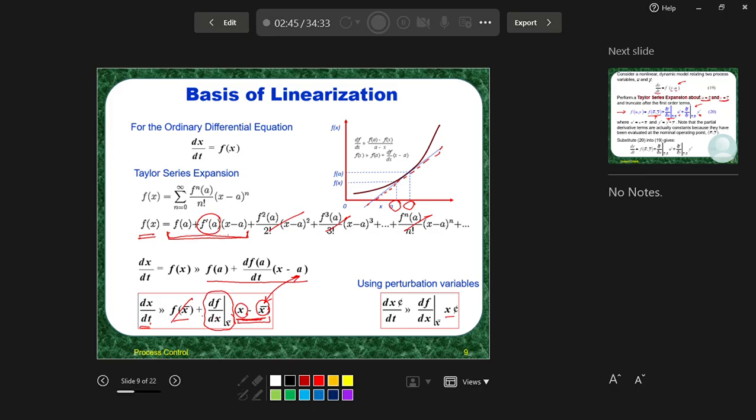And then our differential equation can be represented as this constant times the perturbation variable x prime, which is linear. Now remember that we started with f of x, which can be linear or nonlinear. So here we are considering the nonlinear case. And now we ended up with a right-hand side which is linear all the time. This is the idea of linearization.